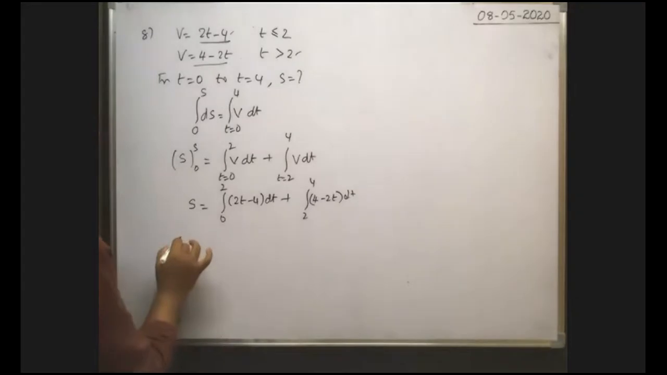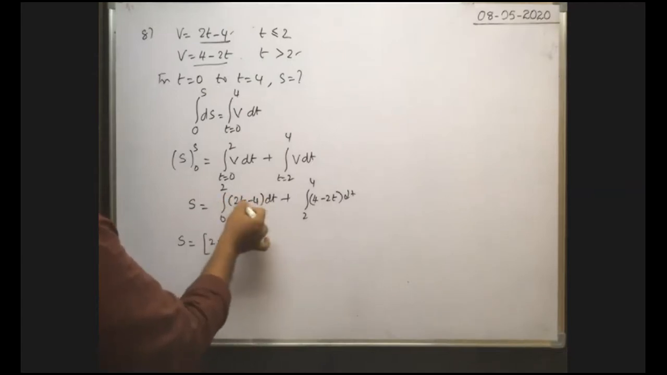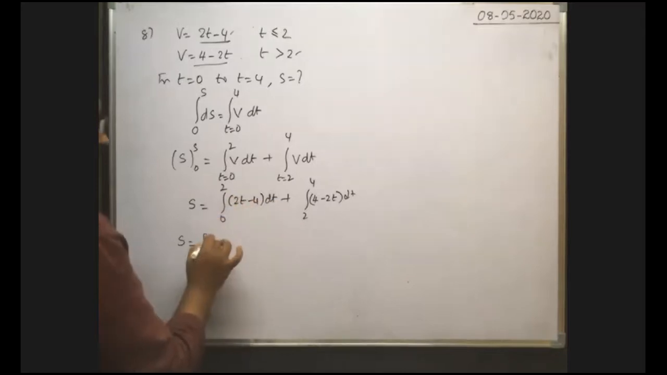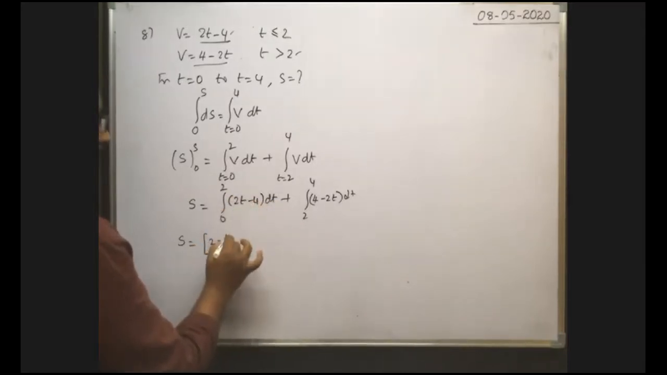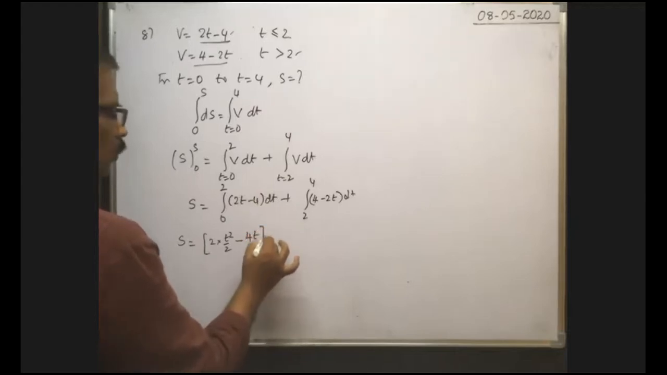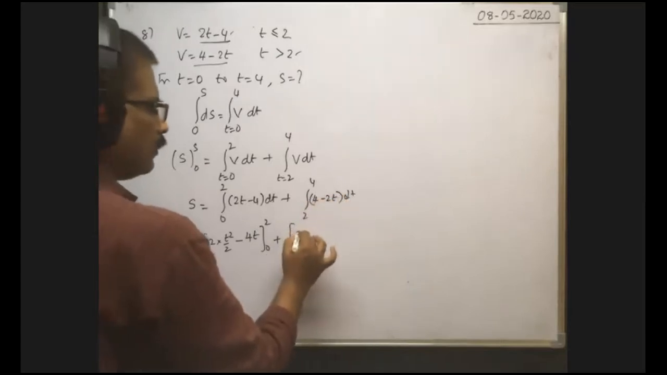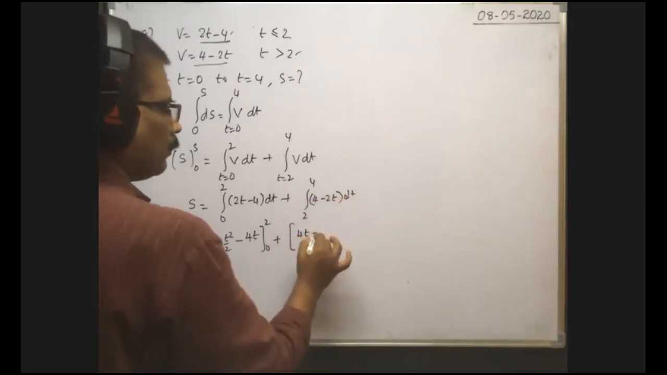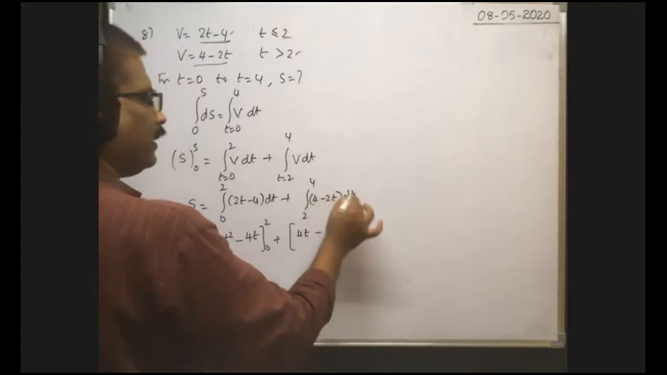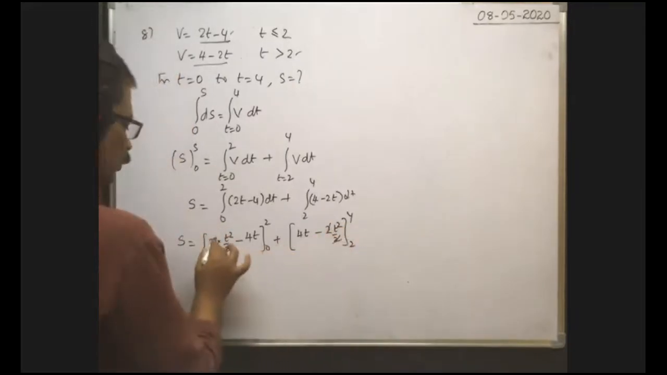Now do the integration. s = first, 2 times integral of t dt, where 2 is constant, and integral t dt is t square by 2, minus integral of 4 dt, which is 4t, with limits 0 to 2 seconds, plus integral of 4 dt, which is 4t, minus 2 times integral of t dt, which is t square by 2, with limits 2 to 4. Here the 2s cancel, and here also the 2s cancel. Now substitute the limits.